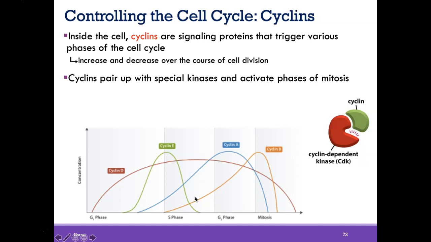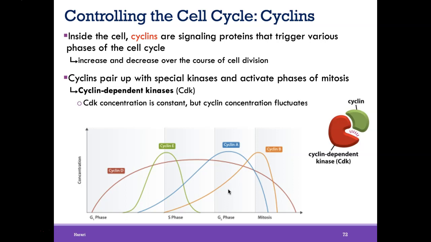And what happens is these cyclins pair up with other special proteins called cyclin-dependent kinases. And these kinases activate the different phases of mitosis. And that's where I'm going to leave it for now. But these cyclins always fluctuate, and those pair up with these special enzymes called cyclin-dependent kinases that are dependent on cyclins. And these can then activate different parts of mitosis.